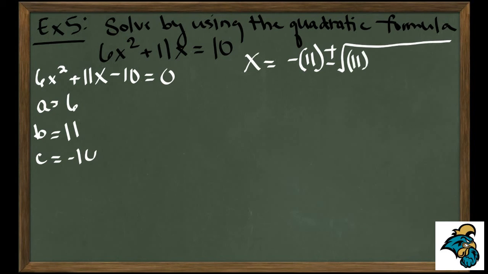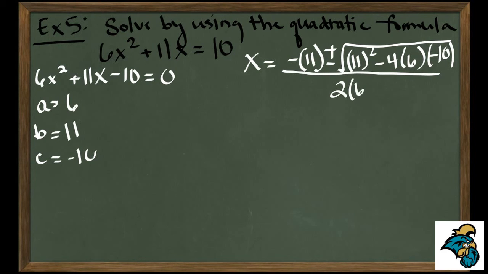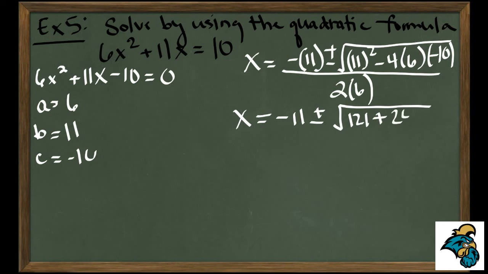Then I'm going to plug that into the quadratic formula. So remember, it's x is equal to the opposite of b, my b is 11, plus or minus the square root of my b term squared, so 11 squared, minus 4 times a times c, which is negative 10. All of that divided by 2 times a, which is 6. Then I highly suggest that you simplify in parts. So that's going to give me negative 11 plus or minus the square root of 11 squared is 121.